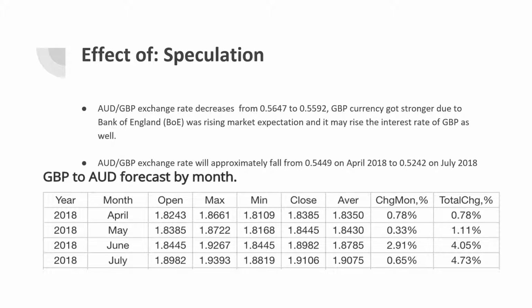The AUD to GBP exchange rate will approximately fall from 0.5449 in April 2018 to 0.5242 in July 2018. Below is the chart of the GBP to AUD forecast by month from April 2018 to July 2018.